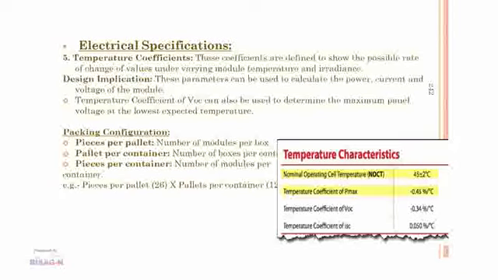These coefficients are defined to show the possible rate of change of the value under varying module temperature and irradiance, and their design implication. These parameters can be used to calculate the power, current and voltage of the modules. Temperature coefficient of VOC can also be used to determine the maximum panel voltage at the lowest expected temperature. Packing configuration: pieces per pallet, pallets per container, pieces per container.